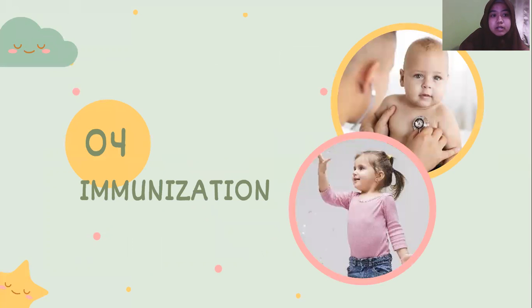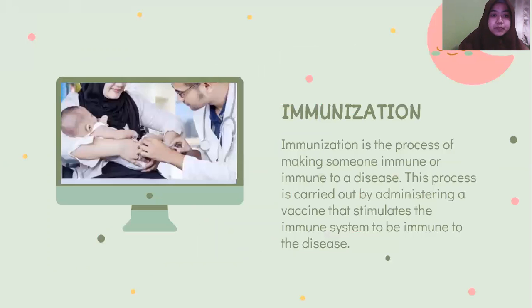And next, about immunization. Immunization is the process of making someone immune to a disease. This process is carried out by administering a vaccine that stimulates the immune system to be immune to the disease.